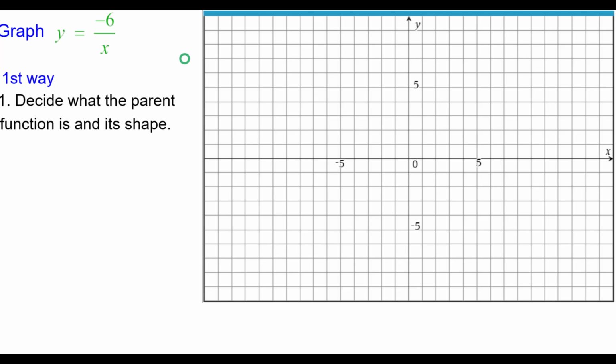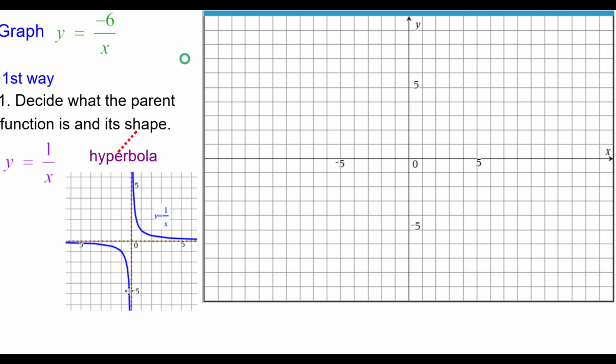First way, we need to decide what the parent function is and its shape. So this is y equals 1 over x, the reciprocal function. Its shape is a hyperbola, and this is what the graph looks like, including two asymptotes, a horizontal and a vertical asymptote. So keep that in your mind as we're doing that.